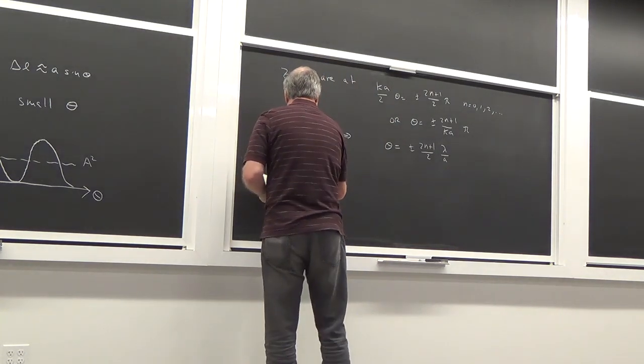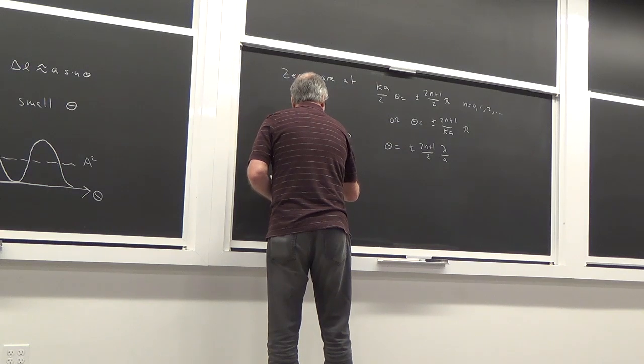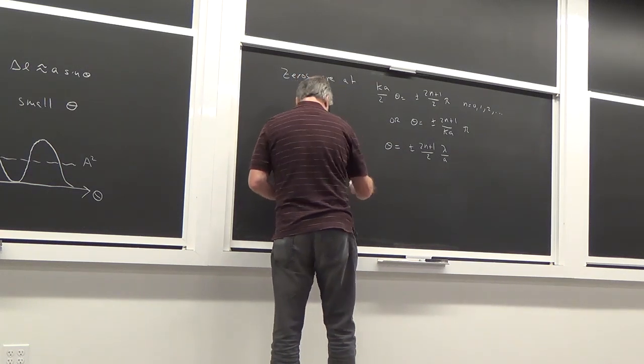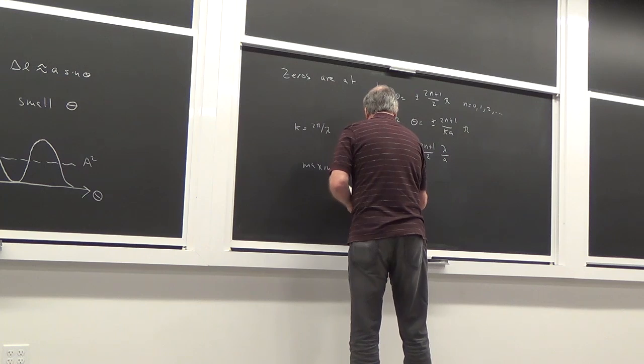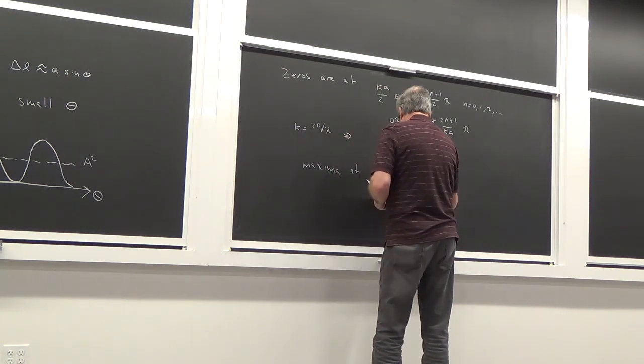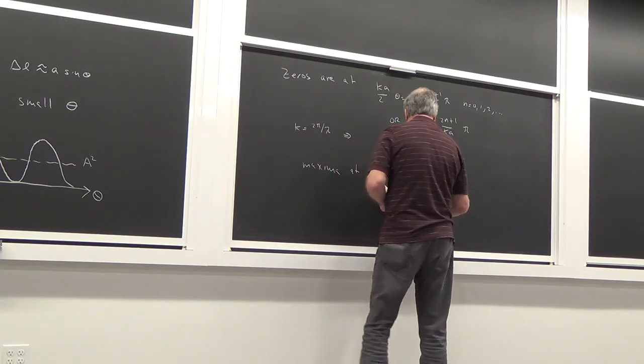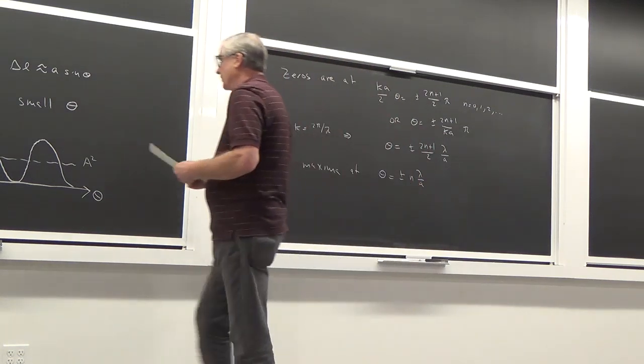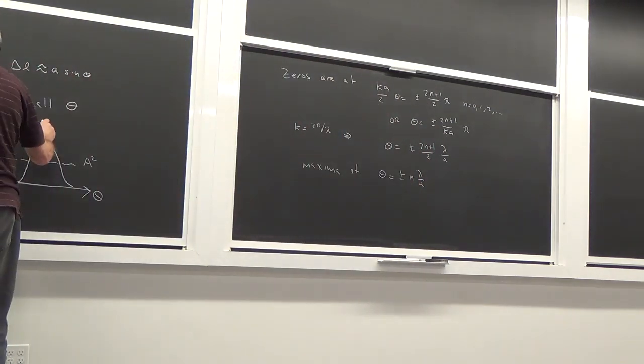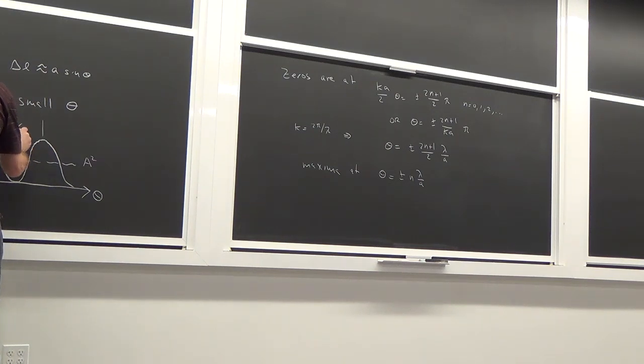The maxima are similarly at theta equals plus or minus n lambda over A. So the distance between two maxima here is just lambda over A, separated by lambda over A. So that's the double slit.